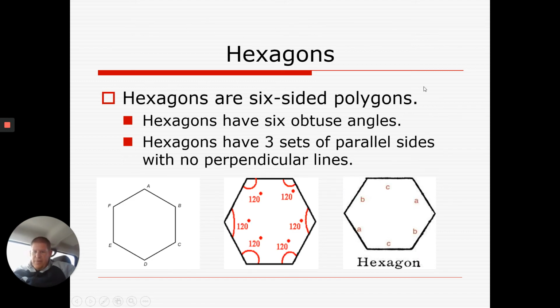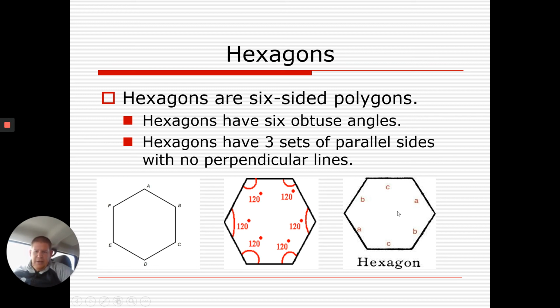Hexagons. Hexagons are one of my favorite shapes. Hexagons are six-sided polygons. Hexagons have six obtuse angles. Hexagons have three sets of parallel sides with no perpendicular lines. So here's my first hexagon, labeled all those 6 points, A, B, C, D, E, and F. And then each one of my angles would be 120 degrees. So it would be obtuse angles. They would all be the same, especially on a regular hexagon. Now, if we start getting into irregular hexagons, the definition changes, but these are regular hexagons.